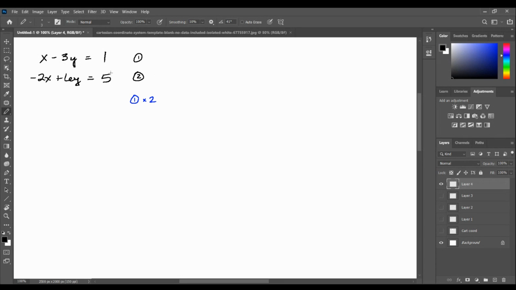so I multiply everything in equation 1 by 2, now I have 2x minus 6y equals 2. So now when I add these together, the x's will be eliminated. Negative 2x plus 2x is 0. 6y minus 6y is 0. 5 plus 2 is 7. And 0 does not equal 7. So there is no solution.